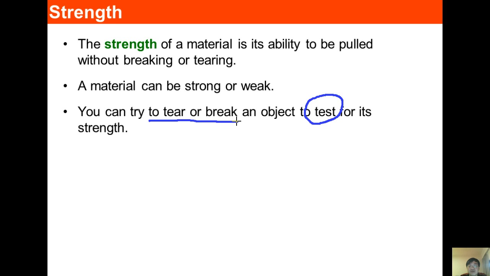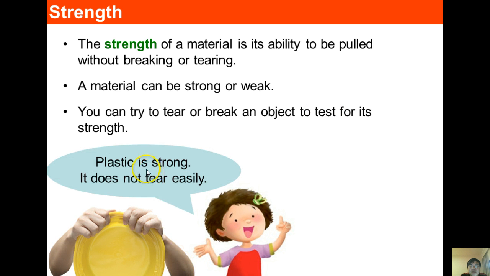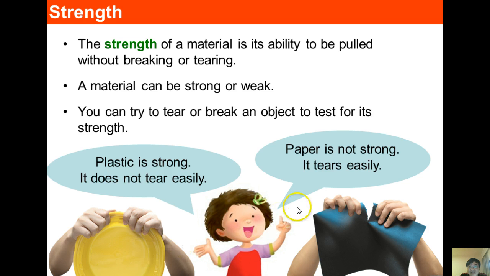If I have my plastic folder cover, for example, this plastic folder cover, I can show you over here. I can try to tear it. It won't be easily torn as compared to a piece of paper. Let's continue. So plastic is strong, it does not tear easily. This plastic plate here can withstand, and it's also waterproof. Now paper is not strong, it tears easily. You can see this part is being torn.